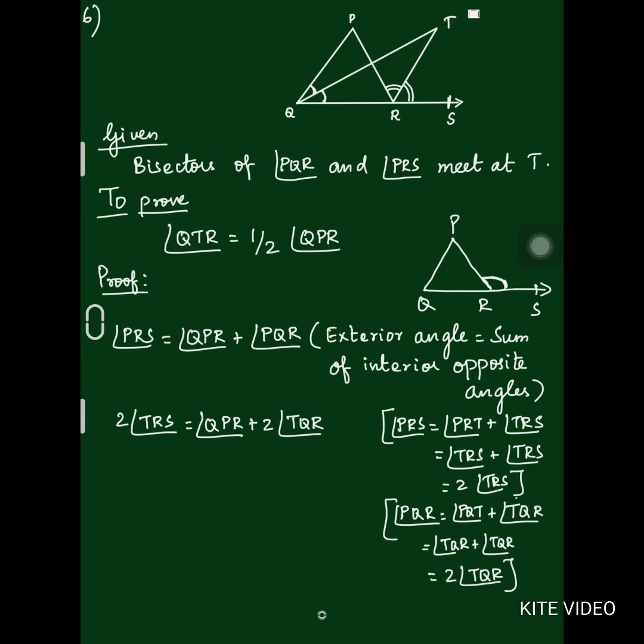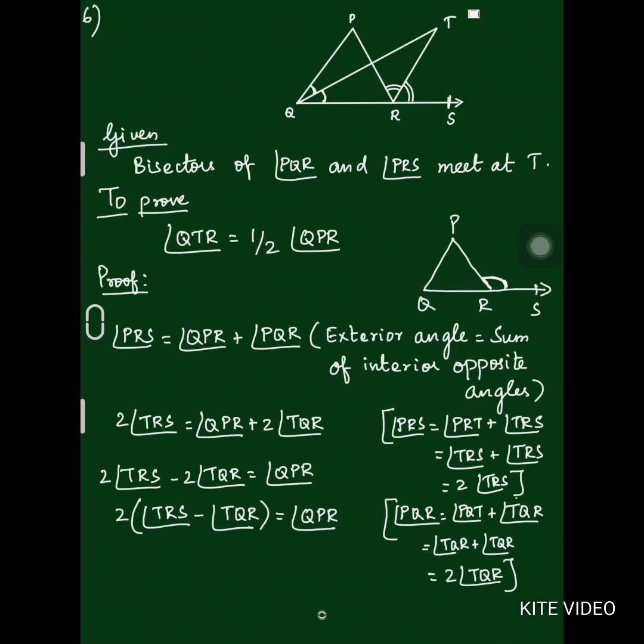Now, I am taking TRS and TQR. TRS is already on the left hand side. I am taking 2 times TQR to the left hand side. So, 2 times TRS minus 2 times TQR is equal to QPR. In this, what is common? 2 is common. So, 2 into TRS minus TQR is equal to QPR. I am marking this as equation number 1.